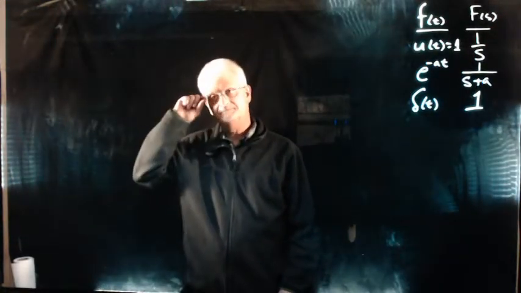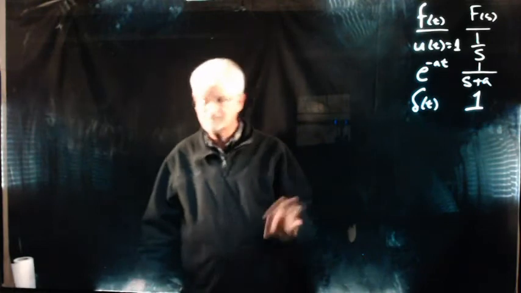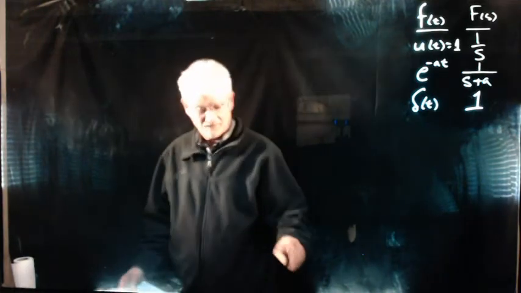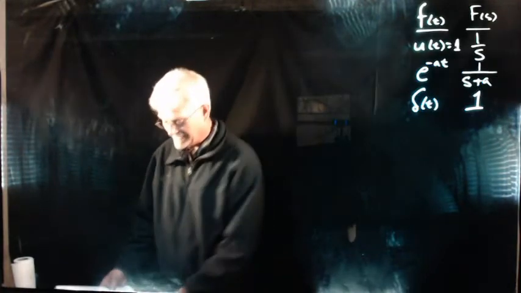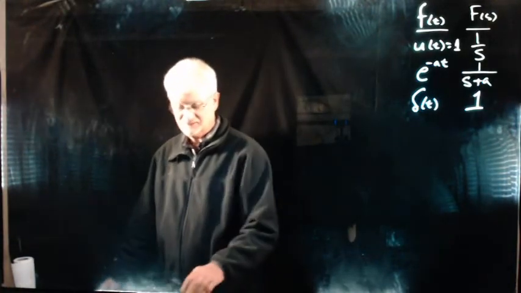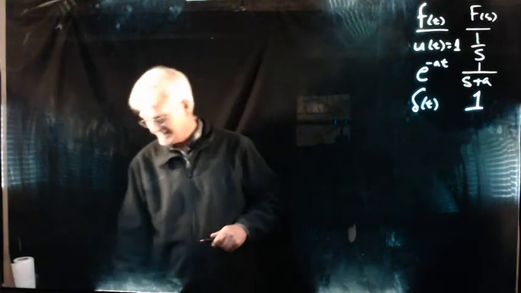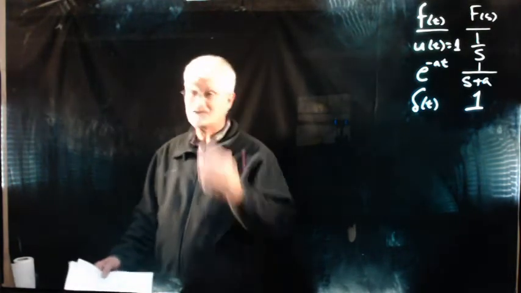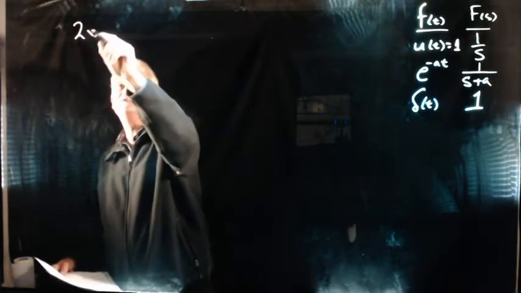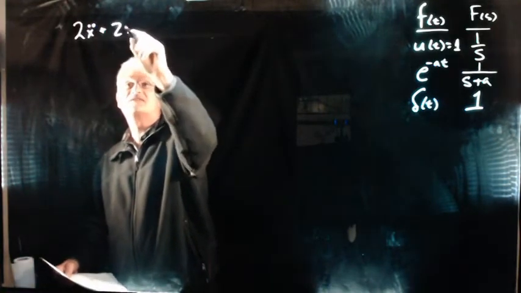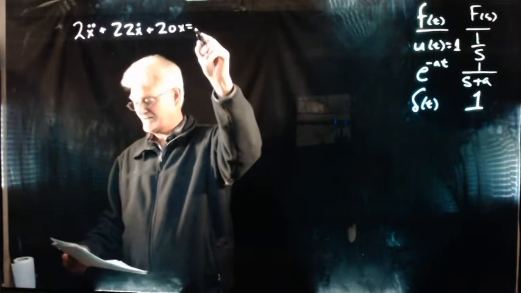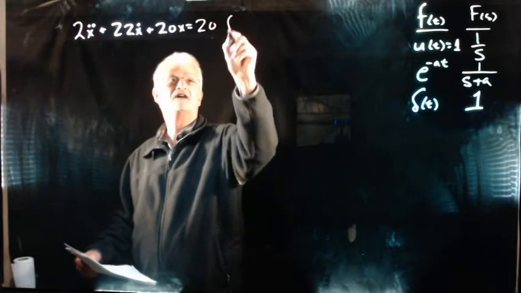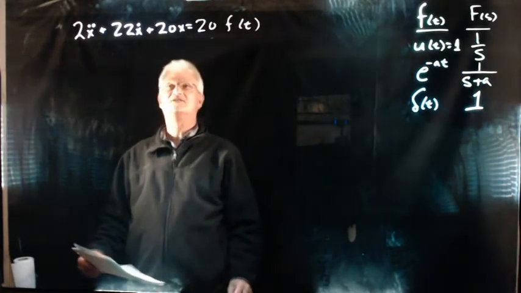Hello again. All right, so we know a little bit about Laplace transforms now. We should probably try to work out a little bit more difficult problem. This isn't too difficult. This is one that we've already done in class. We did it a different way, so we already know what the right answer is. So let's just do that one again, and that is 2x double dot plus 22x dot plus 20x equals 20f of t, right? So we're going to do that.